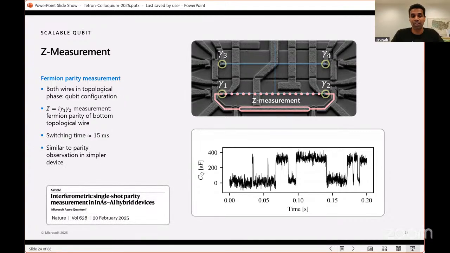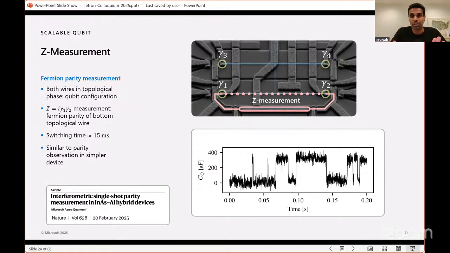And this is in fact similar to a parity observation we did in a simpler device. So we have a simpler device where we first started developing these kinds of capacitive parity measurements. And in that simpler device, we actually saw a similar time scale. Actually, it was more like 2 milliseconds there. So we've gotten around an order of magnitude improvement, which we think is due primarily to improvements to the shielding and filtering. And I'll explain why that's critical for this kind of process.